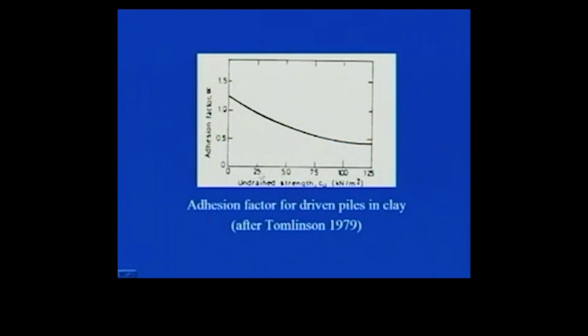Let us say that the undrained strength of the soil is 25 kilonewton per meter square. You simply pick this 25, draw a vertical line here parallel to the y axis, and you see it will cut the curve at this particular point, it will intersect it here, and you simply project that to this particular axis, that is the y axis. So, correspondingly you can pick the value of this adhesion factor alpha corresponding to any particular value of undrained strength of the soil.